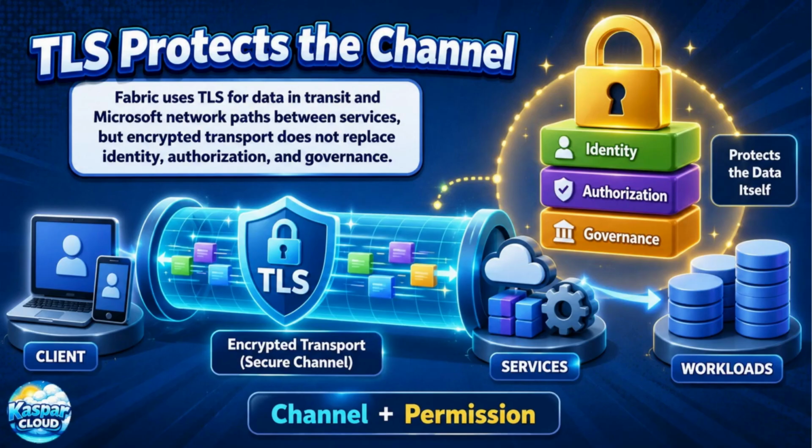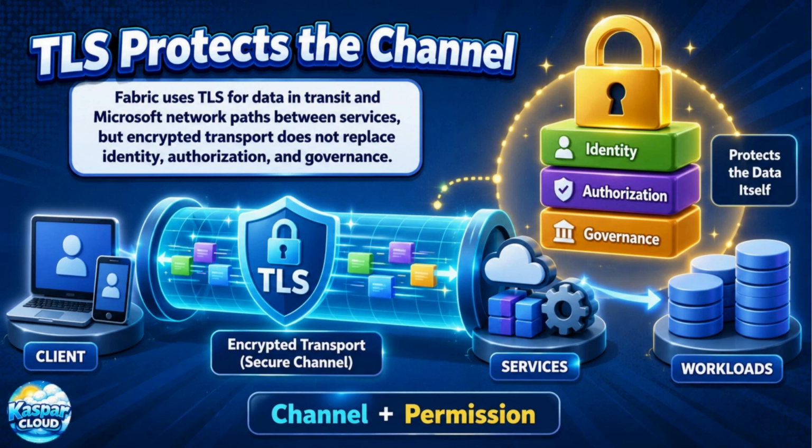Data in transit is also protected. Fabric communications use TLS, enforcing modern transport security for inbound communication and requiring supported TLS versions for outbound communication to customer-owned infrastructure. Traffic between Microsoft services travels over Microsoft's global network. This helps protect confidentiality and integrity while data moves between services, clients, and workloads.